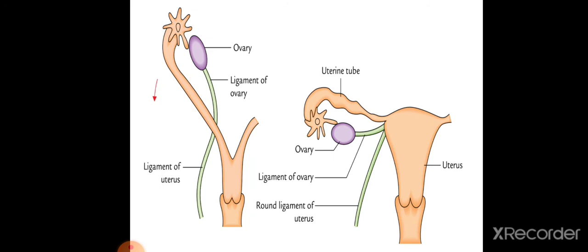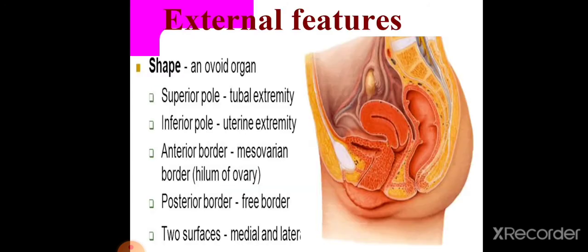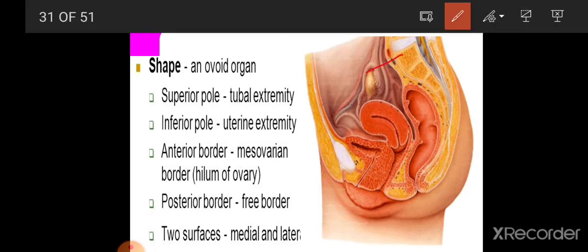So this is the different location of the ovary. Now external features. The shape of the ovary is ovoid. It has two poles, the superior and the inferior pole. As we can see in the diagram, this is superior and this is inferior pole. Two borders are there, this is anterior and this is posterior border, and two surfaces are there, the medial and the lateral surface.